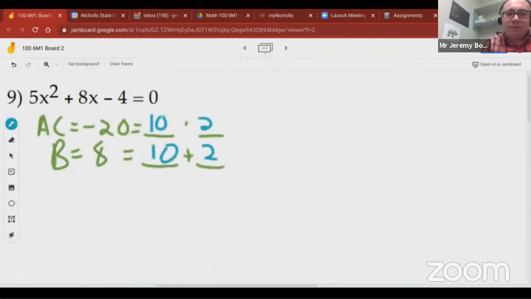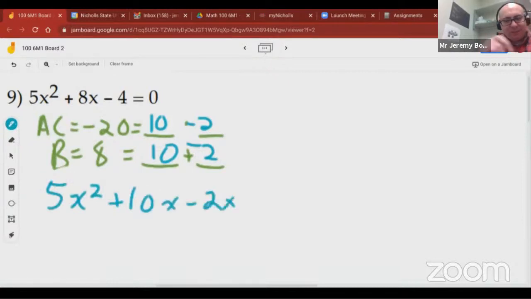Right? And since 1 needs to be negative, it looks like it needs to be a negative 2. Any questions on that? So we're going to rewrite our problem. This will be 5x squared, let's just start it all over again. It's going to be 5x squared plus 10x minus 2x minus 4 is equal to 0. And if you wrote it 5x squared minus 2x plus 10x minus 4 is equal to 0, you should get to the same answer, just a different path there.